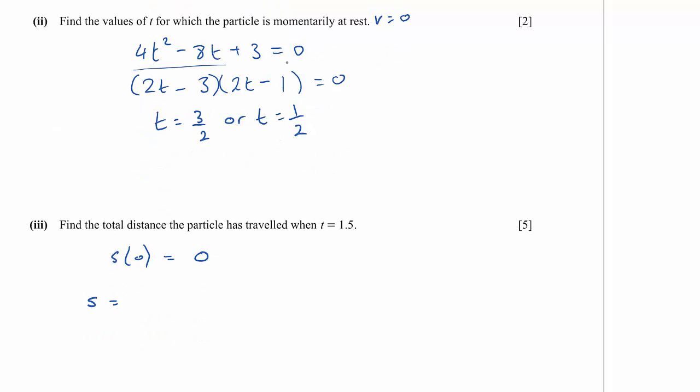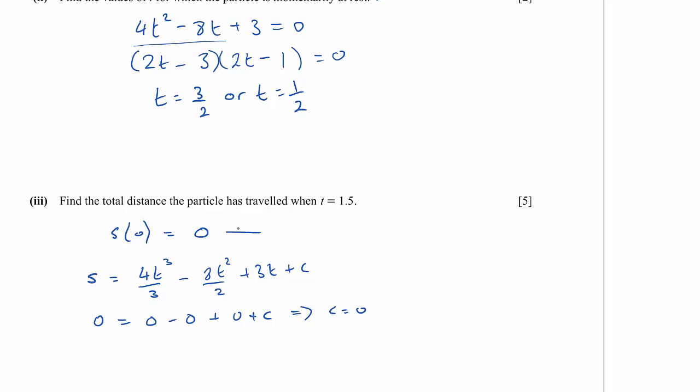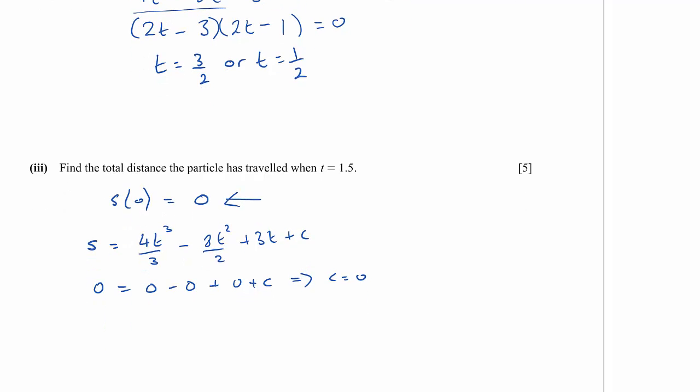So this is the velocity expression just here. So it's going to be 4t cubed over 3, take away 8t squared over 2, plus 3t plus a constant. And s of 0 is going to be 0, take away 0 plus c means that c is equal to 0, obviously using this fact. And so s is going to be 4t cubed over 3, take away 8t squared over 2, plus 3t.